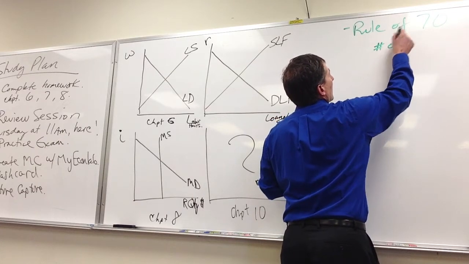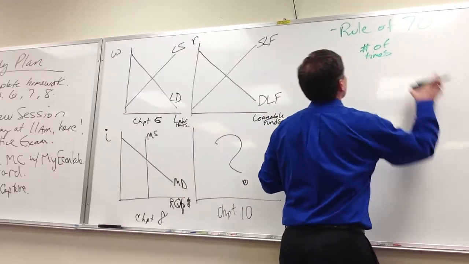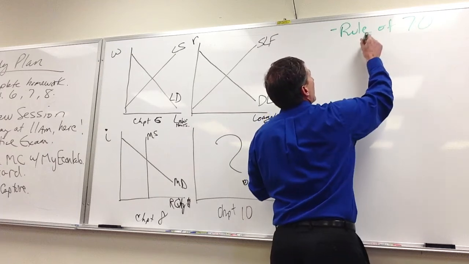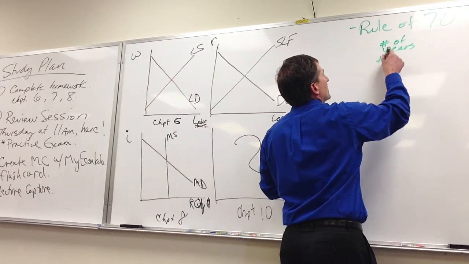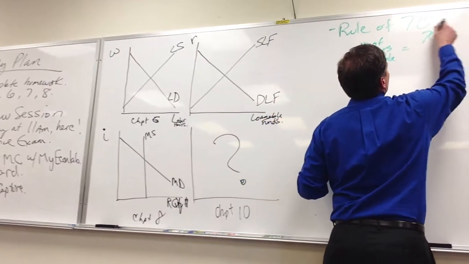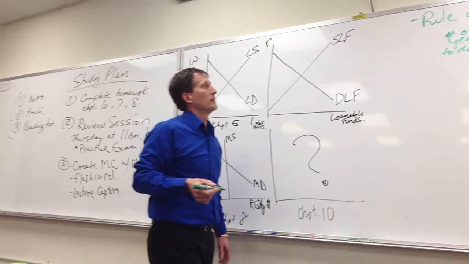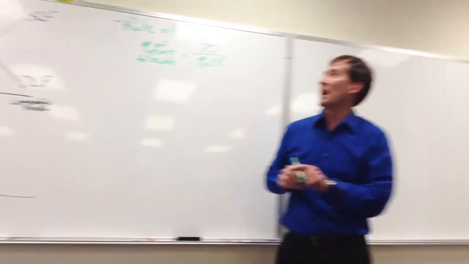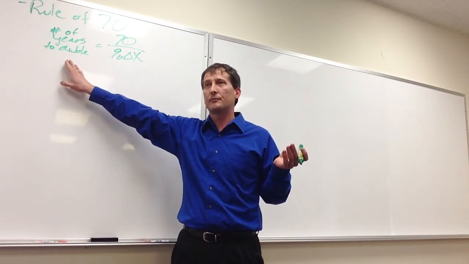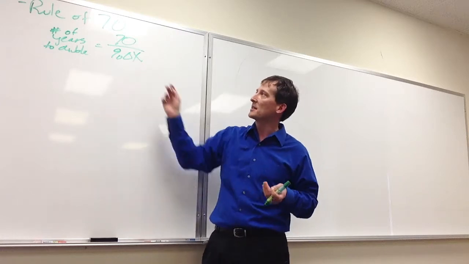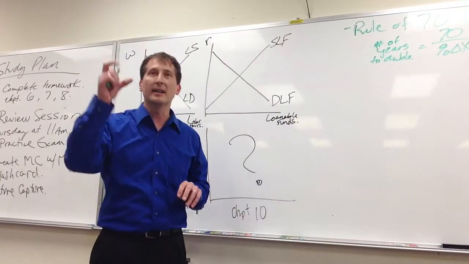The number of times it takes something to double. Let's put number of years, but it's whatever time frame. Number of years to double is equal to simply 70 divided by the percentage change in whatever that variable x is. So if we had 10% real economic growth, real GDP is going to double in just 7 years. That's the nice, quick way of estimating how growth rates will affect the bucket level.